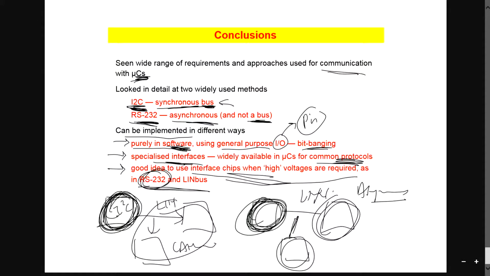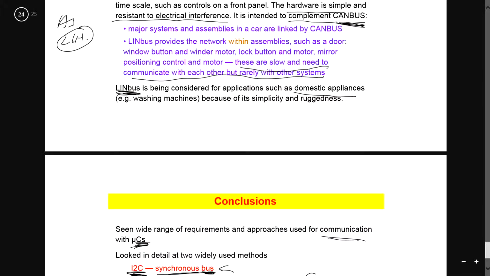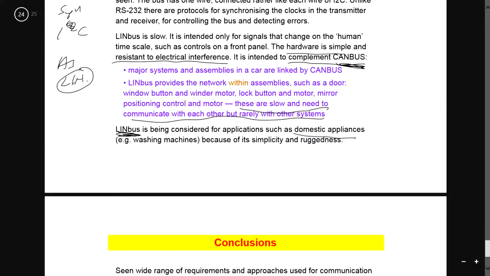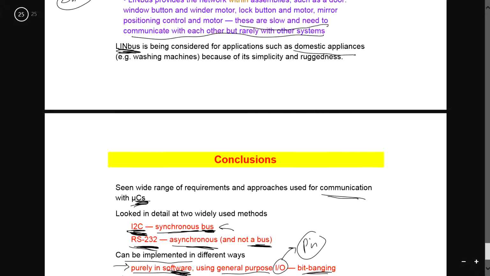Okay, so I hope that this gives you a full conclusion and an understanding of everything about communications of different stuff. So see you soon.